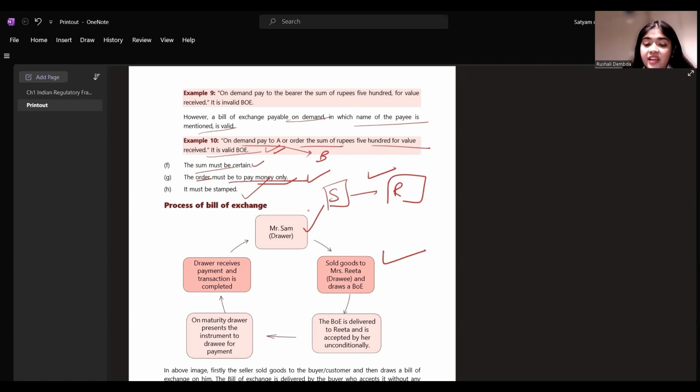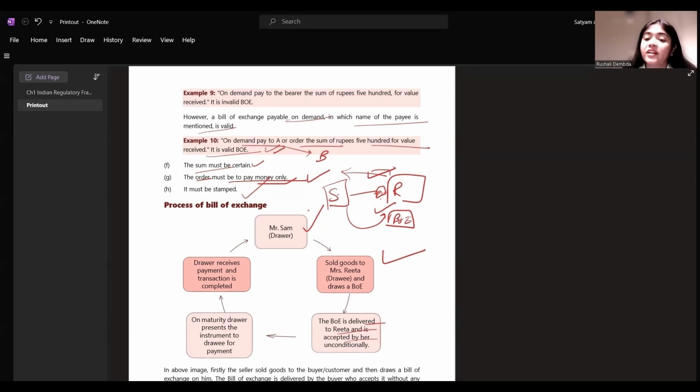Now, the BOE is delivered to Rita and is accepted by her unconditionally. Rita accepts the bill of exchange. On maturity, the drawer presents the instrument to the drawee for payment. Now what he'll do, he'll go and say to R, this is the bill of exchange, today is the date of payment, give me the money. Now what will happen? R will receive the bill of exchange and pay the money to S. Rita will pay the money to Sam.